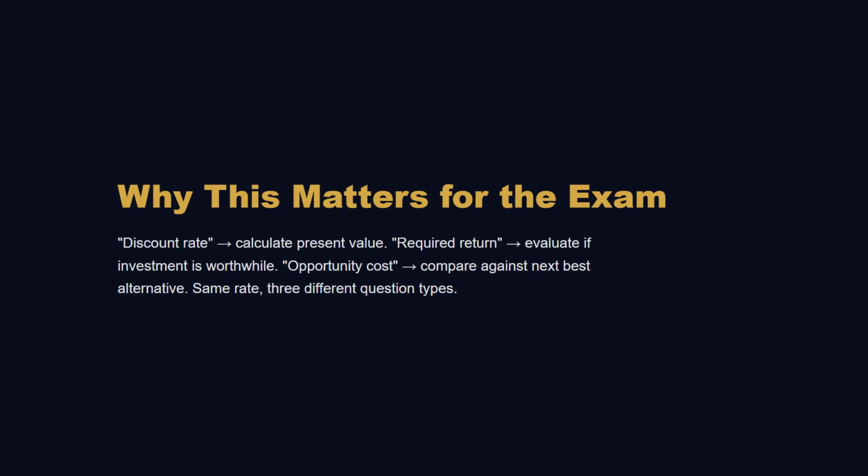Here is why this matters for the exam. When a question says discount rate, it is asking you to calculate present value. When it says required rate of return, it is asking what rate makes an investment worthwhile. When it says opportunity cost, it is asking about the next best alternative. Same 5%, 3 different questions, 3 different calculation setups. The CFA exam will use all 3 phrasings.